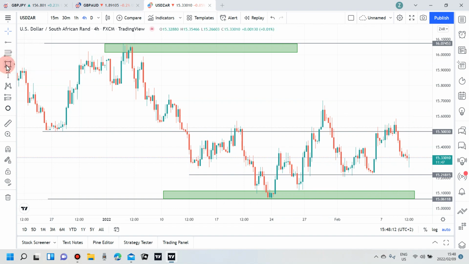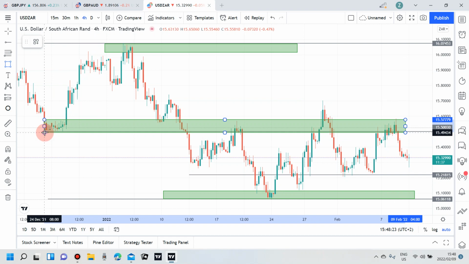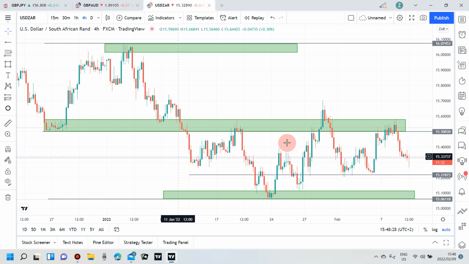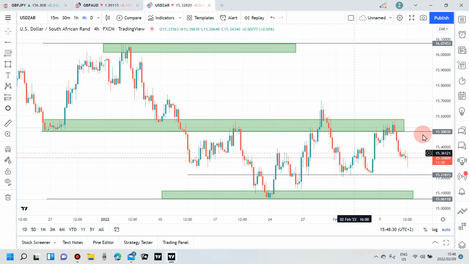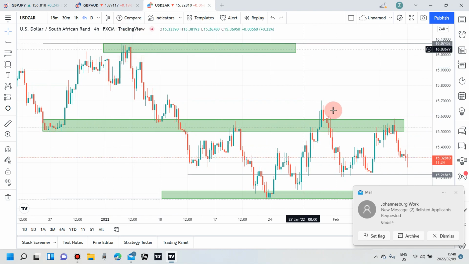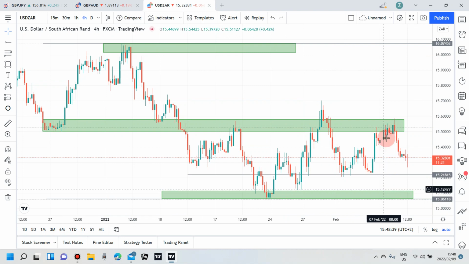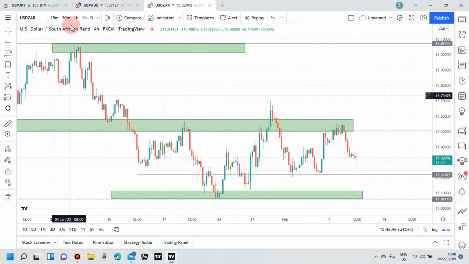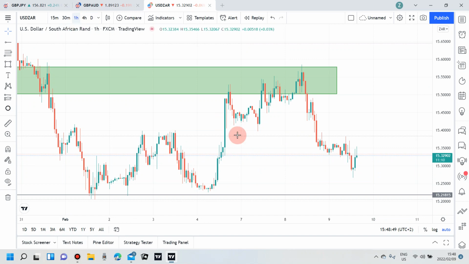So this is somehow confusing, right? That's why I prefer for you to draw it as a zone and not just as a key level, because zones are kind of more accurate. As you can see now, there's more accuracy. You see the difference. This is my previous resistance, this is my previous support, right? Okay, so let me move to the lower time frame.